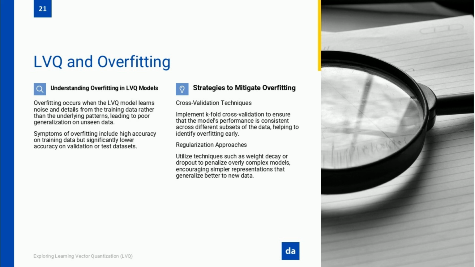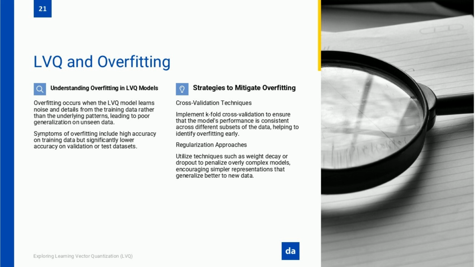One of the biggest culprits, too many prototype vectors. If we use too many, LVQ starts memorizing every detail instead of learning general class boundaries. This makes it highly sensitive to noise, leading to bad predictions on unseen data. On the flip side, too few prototype vectors can cause underfitting, where LVQ oversimplifies patterns and fails to capture important variations.